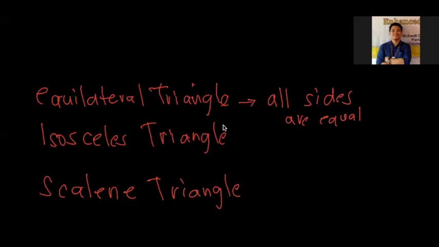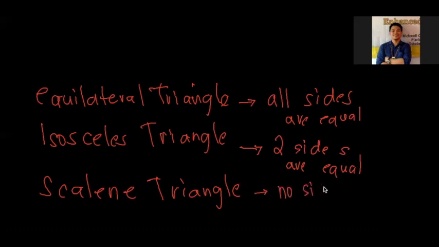How about in an isosceles triangle? When do we say a triangle is an isosceles triangle? Okay, good. This time, only two sides are equal. So if equilateral triangle, all sides are equal. In an isosceles triangle, only two sides are equal. How about in scalene? Yes, in a scalene triangle, no sides are equal.